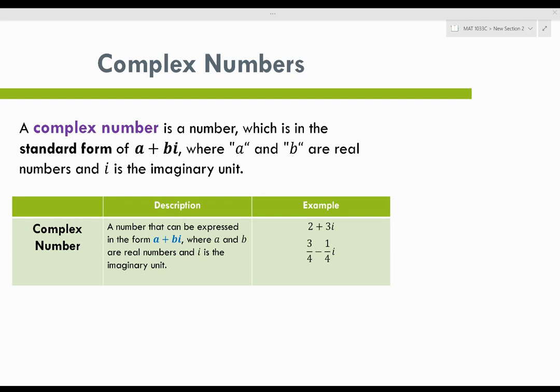All right, you guys, in this section, we're going to continue talking about complex numbers, and then we're going to get into operations dealing with complex numbers. Okay, so before we begin, let's define what a complex number is.